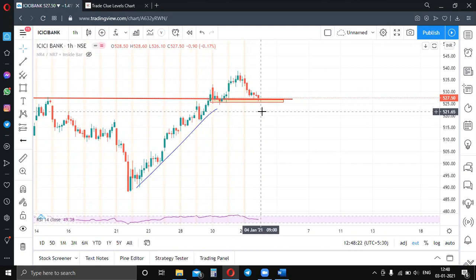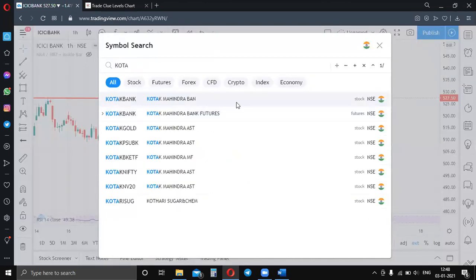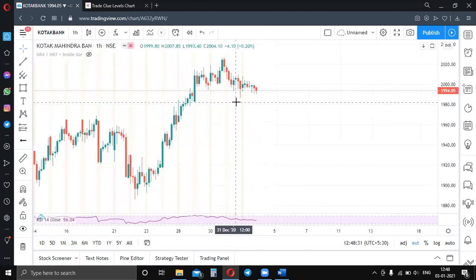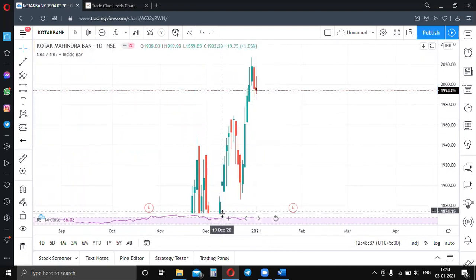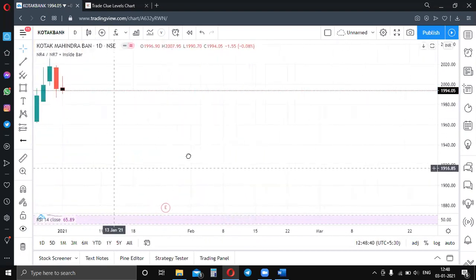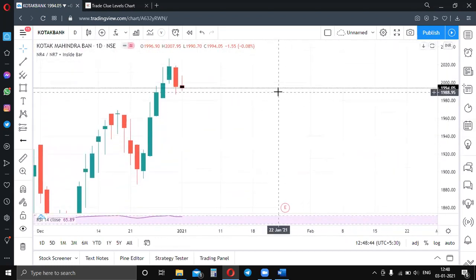Okay. On the other hand, there is Kotak, which is also having a kind of negative structure. Let's go and check it. On daily time frame, again, if you check, it changed the color. That means it is an NR7 insider candle. I will mark down its highs and lows.